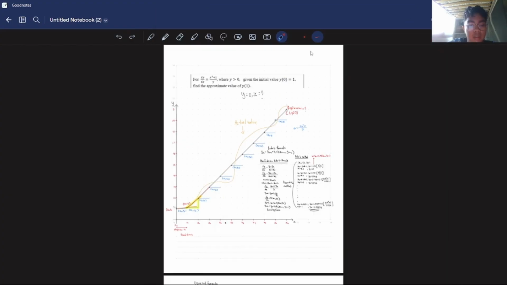So what is Euler's method about? Euler's method is a first order method that uses the first derivative, which means it is used to find the approximate value for the ordinary differential equation, or in short form, ODE. So let's begin with this given problem.